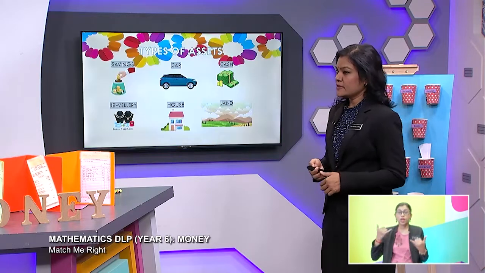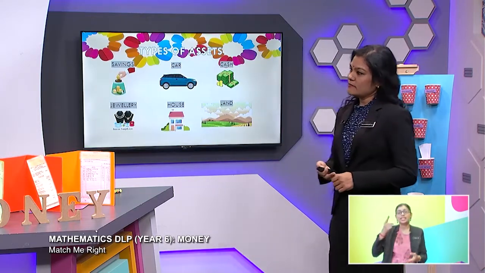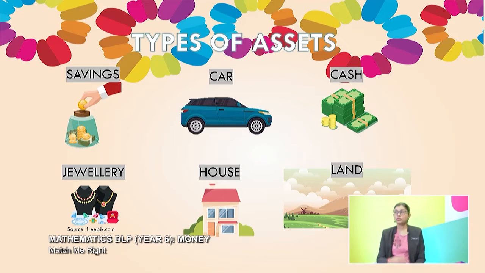Look at the examples here. What are they? Can you tell me? We have savings, a car, cash, land, house and jewelry. Savings in your piggy bank or in the bank. Car and house, you have to settle the payment fully. If you're still paying the monthly installment, does it come under asset, Sean? I think so. I said it's something you own fully.